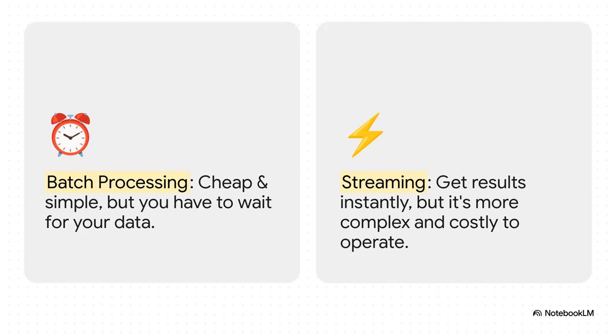Okay, this is a crucial point. Architecture is all about trade-offs. You can't have it all. A really big one is batch versus streaming. Think of batch processing like running your dishwasher only once a day. It's super efficient, cheap, and simple, but you have to wait for it to finish. Streaming, on the other hand, is like washing each dish the second you're done with it. You get results instantly, which is awesome, but it's way more complex and expensive to run.